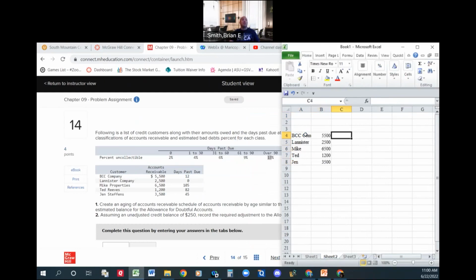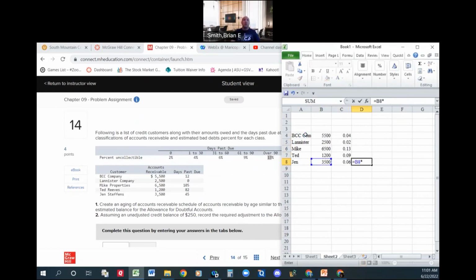They're 12 days past due, so they're going to fall under the 4% category. Lancer Company is 0, so they're going to fall into the 2%. Mike Products is 105, definitely the 90-day past due. Ted Reeves is 82, so they're falling into the 61 to 90 day, so we're going to do 9%. And then Jen is 45 days, she falls into the 6%. Oh, look, one out of each category.